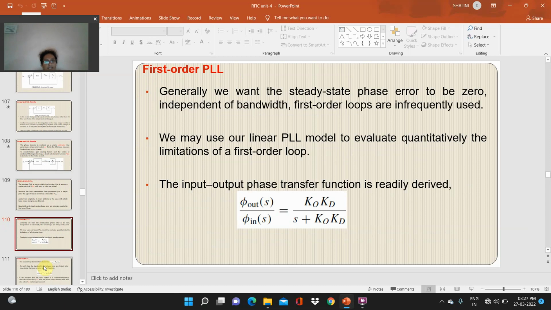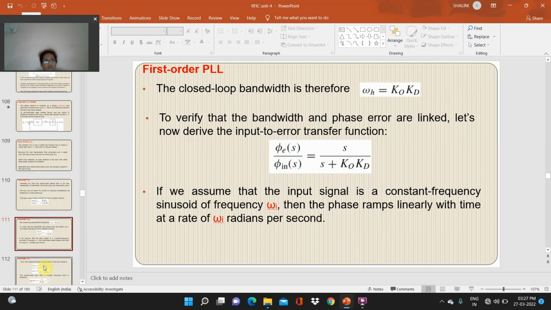We may use our linear PLL model to evaluate quantitatively the limitations of a first order loop. The input output phase transfer function is readily derived. Phi out of s by phi in of s is equal to Ko Kd by s plus Ko Kd. So the closed loop bandwidth is omega h equal to Ko into Kd. To verify that the bandwidth and phase error are linked, let's now derive the input to error transfer function. Phi e of s by phi in of s is equal to s by s plus Ko into Kd.